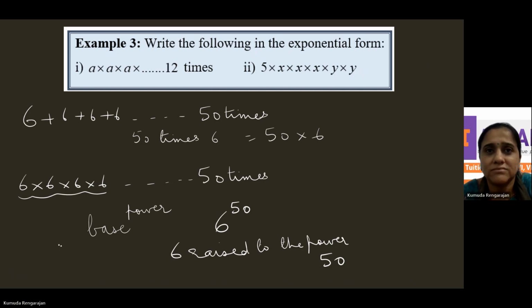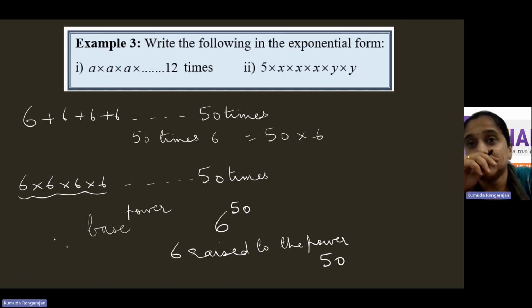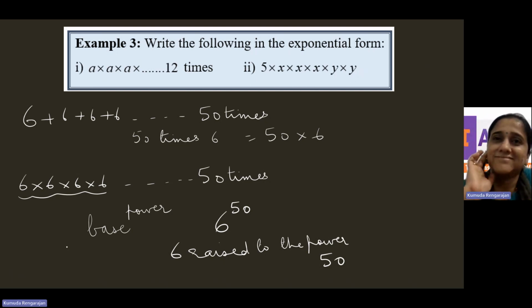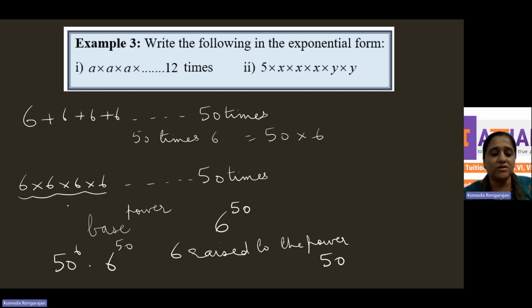Sorry? What's the answer you're asking? She's telling that this answer is wrong because multiplication is commutative. Yes, multiplication is commutative, but here it matters. 50 to the power 6 and 6 raised to the power 50 are not the same. They are different.